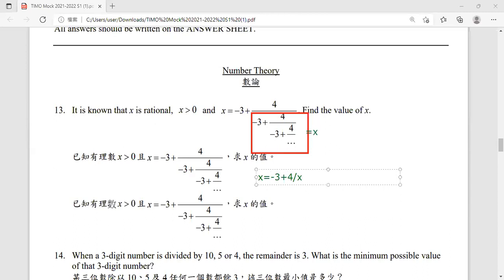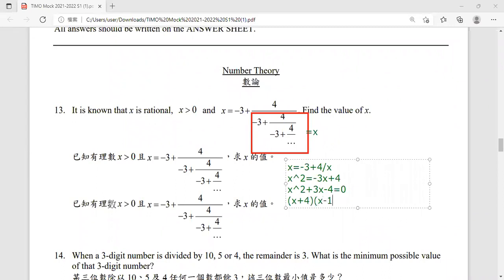And because you know that x is not equal to 0, if x is equal to 0, the game will be over. You don't want to do it. Then you multiply the whole thing by x. x squared equals -3x plus 4, and then x squared plus 3x minus 4 equals 0. And you factorize it. You'll find x plus 4 and x minus 1 equals 0.